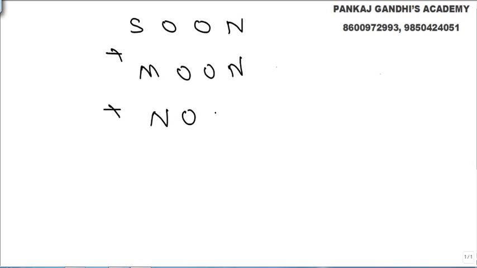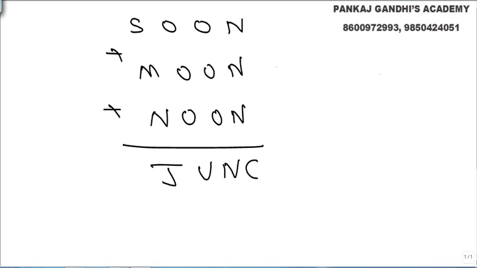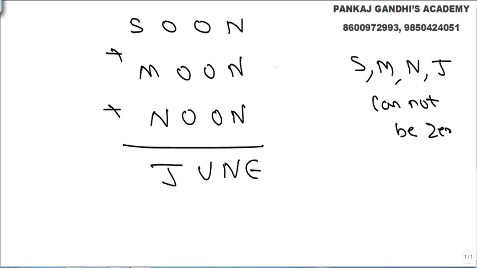The question given here is, we need soon plus moon plus noon is equal to June. First hint, leftmost are never 0. S, M, N and J cannot be 0, because if they are 0, S or M or N or J, if they are 0, it will become a 3-digit number.